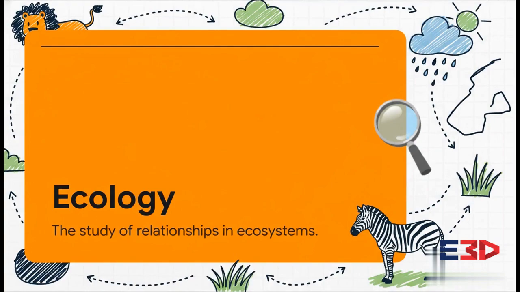Let's start with ecology. This is a real big picture field. Ecologists aren't just looking at, say, one lion. No, they're studying the entire web of relationships, how that lion interacts with the zebras, the grass, the climate, the land itself. It is all about the connections.